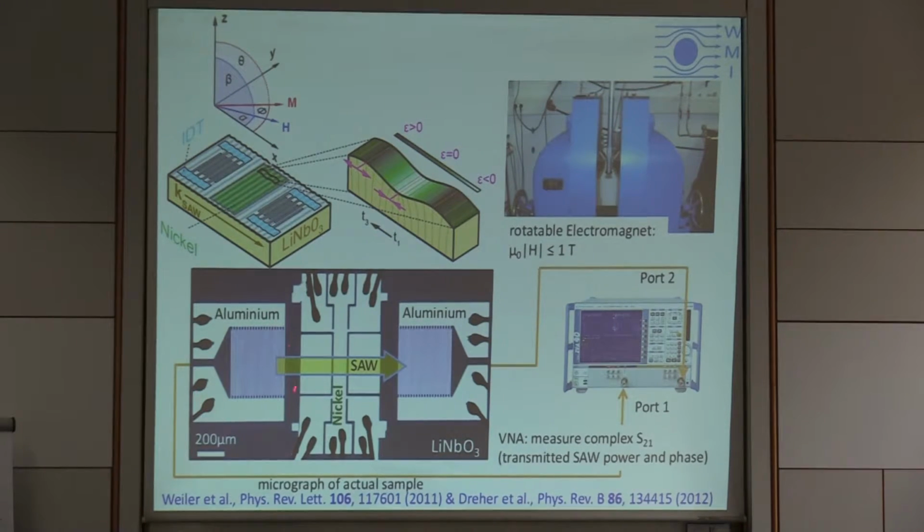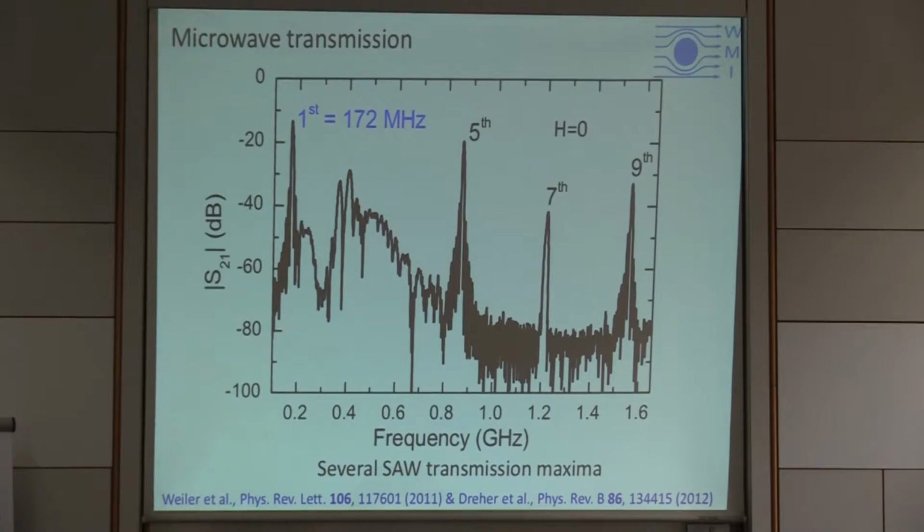Experimentally, the setup is initially rather simple. We start with the conventional IDT structure, have a nickel film in between, and then we have our IDT detector, and we measure the complex microwave transmission through the system. The first harmonic of the system is at 170 megahertz, and then we see higher harmonics in the system. It actually turns out to be favorable to use higher harmonics or high frequencies for exciting the ferromagnetic resonance.